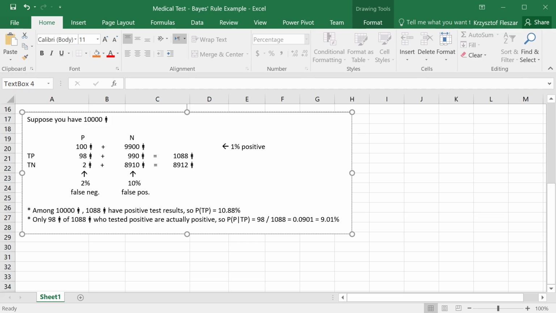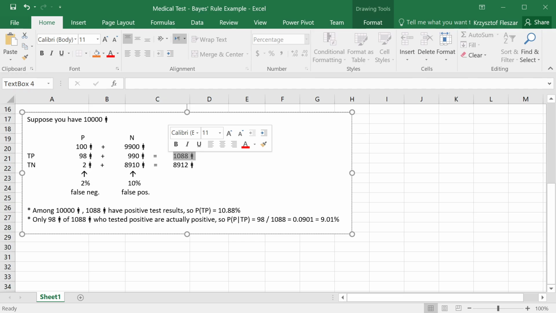Now consider the row. In the first row, you have all the people who tested positive. The 98 are those who actually do have the disease, and 990 are those who tested positive but actually don't have the disease. These are the joint probabilities from the Bayes formula. So now you can see that the total number of people who tested positive is 1,088.